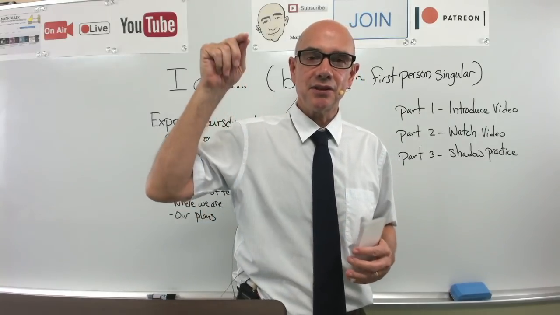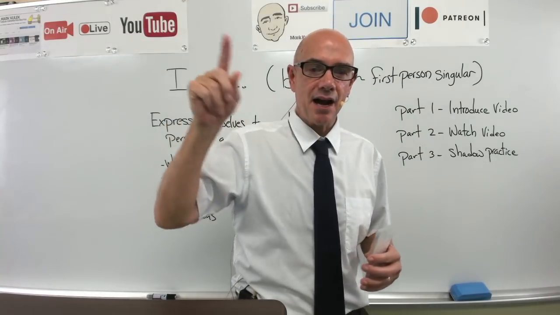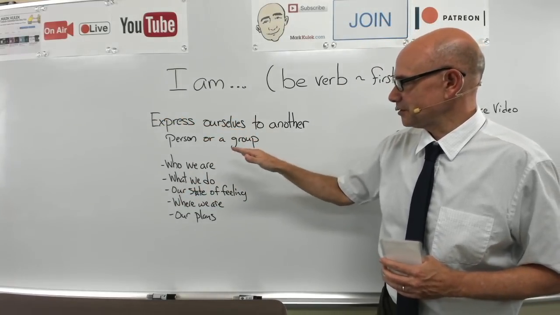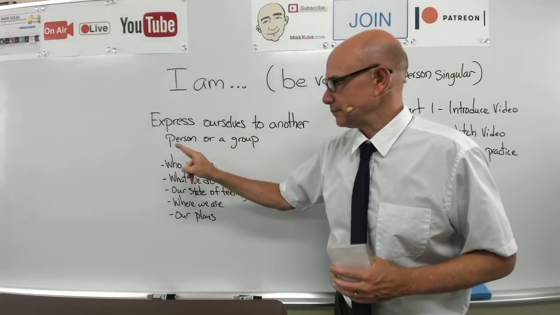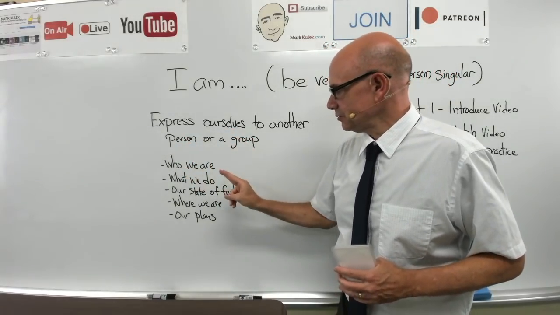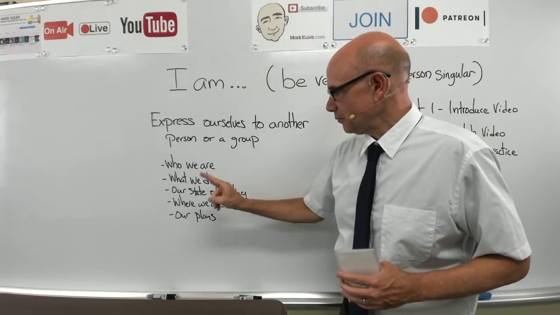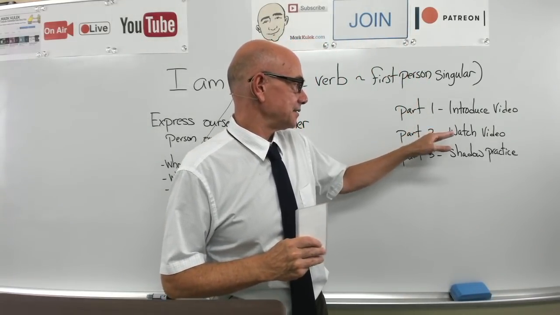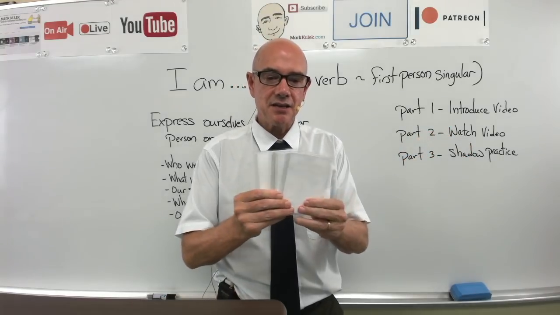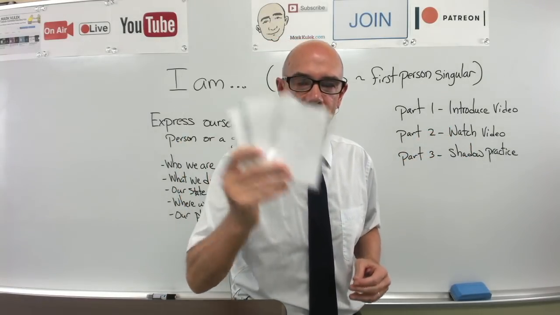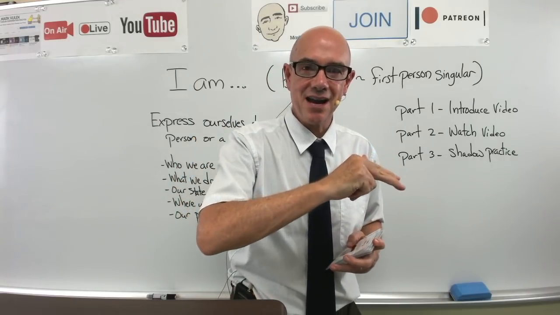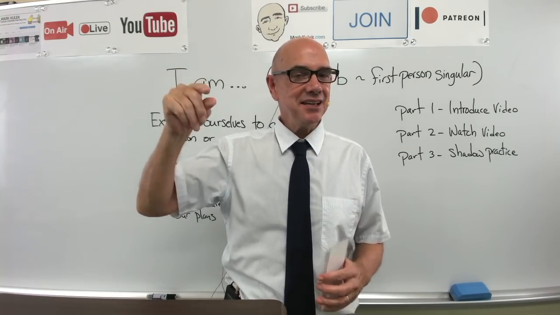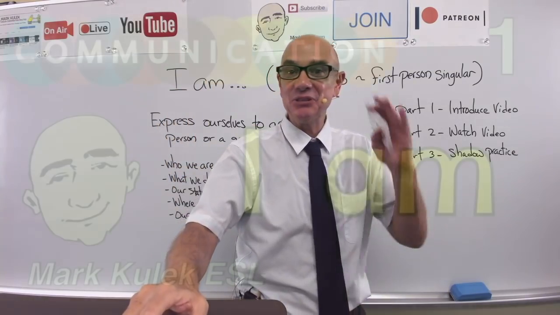Yes, we are going to talk about I am, which we just did, right? We use I am to express ourselves to another person or group. For example, who we are, what we do, our state of feeling, where we are, our plans, yes? And next, we're going to watch the video. Then we will shadow these cards, which are in the video, all right? Okay, good. All right, so let's watch the video. Okay, great. Let's watch it together.